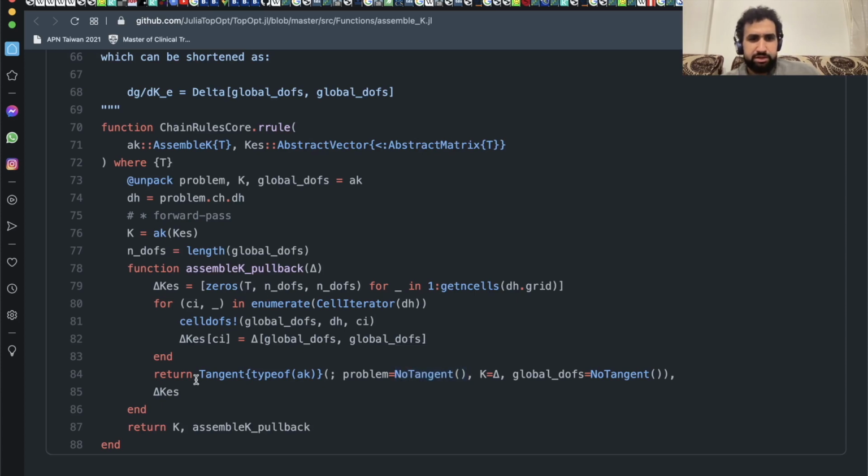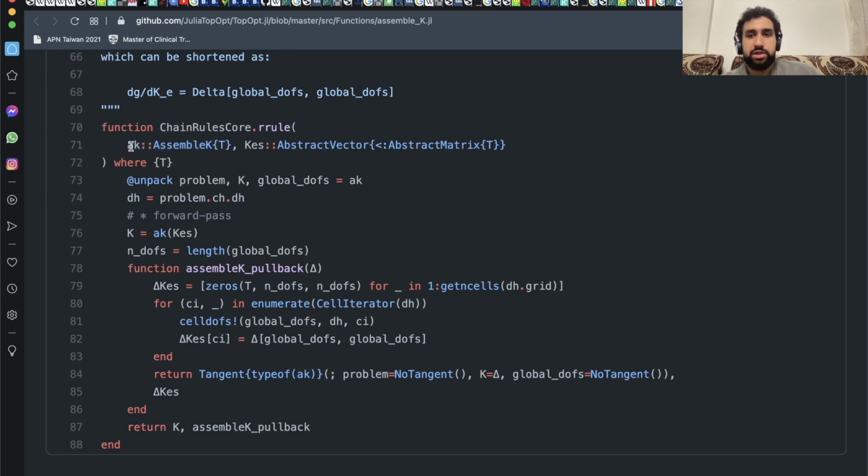And so we have this struct tangent that lets us define essentially what the propagated derivatives are for the fields of the struct ak, or the struct type assemble k. And then we have the second return value, which is the actual propagated derivatives with respect to kes, and this is really the more interesting one, right? So if you don't want to write this, you can just say no tangent for all of this. So you can replace all of this with no tangent, and that basically ignores anything that's inside here, right?